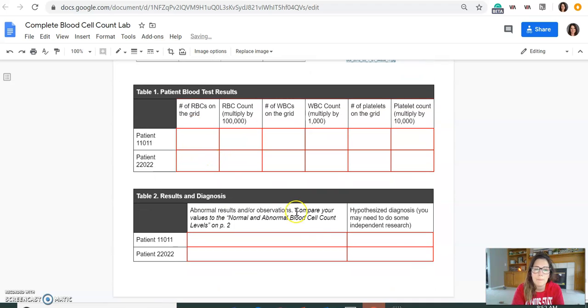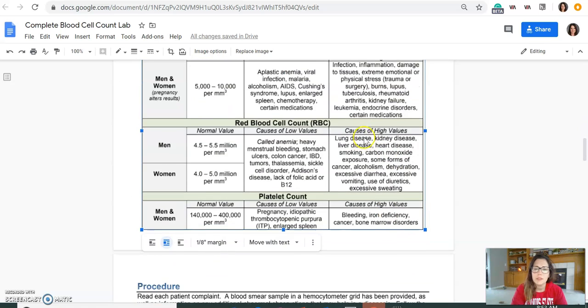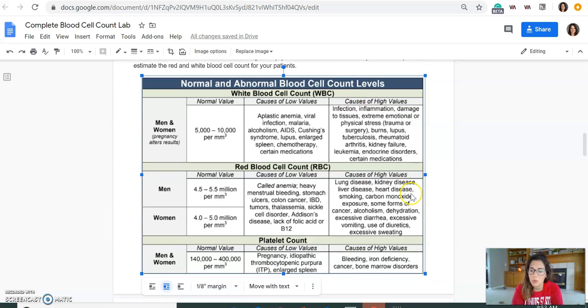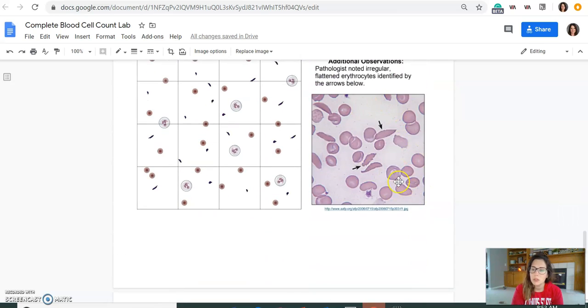And then after you do that, this last table, table 2, so you're just going to write a simple summary of your findings. So for example, if the red blood cells were high, state it was above the normal range. And then in this box, you're going to hypothesize your diagnosis. So go back and look at this table again. If your white blood cells were too high, read about what might be causing those blood cell counts to be higher than normal. And then also pay attention to the additional observation because that might give you a clue.